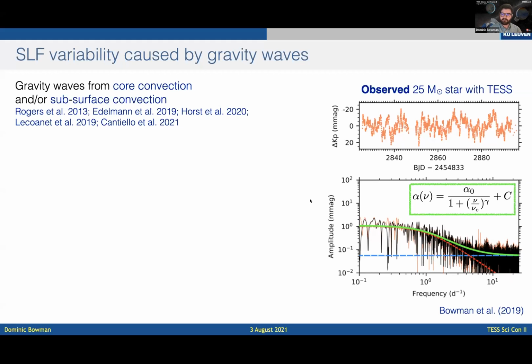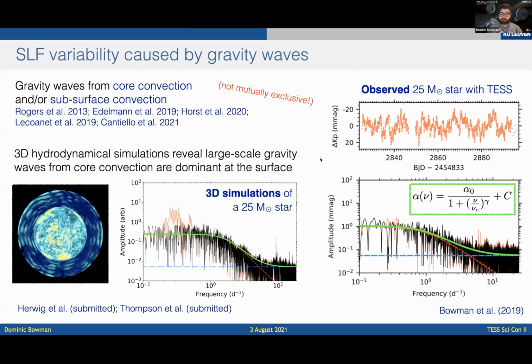And the reason why I would like to convince you today that core convection is at least in part, if not the dominant mechanism of explaining this stochastic low frequency variability, is that we find that the observed ensemble spectrum consists of a large range of frequencies. And also the frequency range is very, very broad. So you've got variability from days all the way up to minutes. And if we go one step further and we compare this to full 3D hydro simulations that we have available for massive stars, we find a remarkable similarity between the extracted wave spectrum near the surface of the star and what we see in TESS observations.